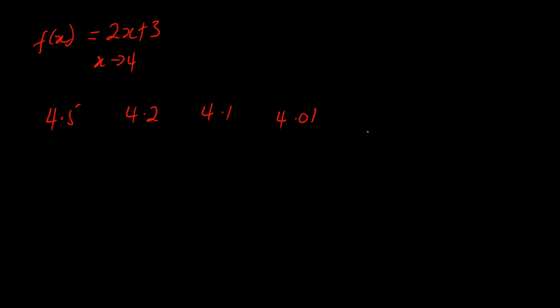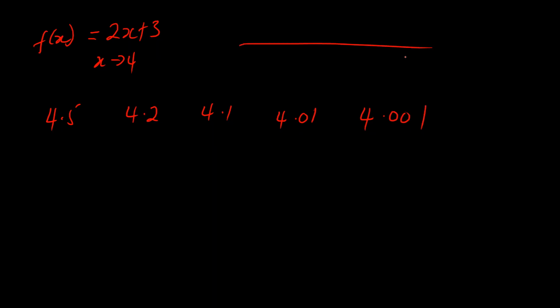To better understand this, let us discuss the behavior of the function f of x equals 2x plus 3 as x approaches 4. Now, let us list the values that approach 4. I'm going to start from 4.5, 4.2, 4.1, 4.01, 4.001.